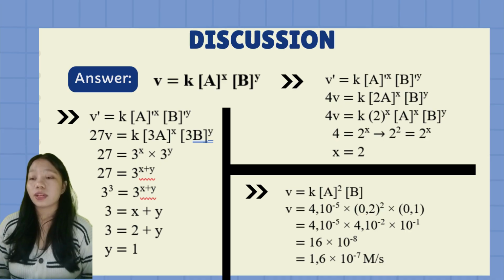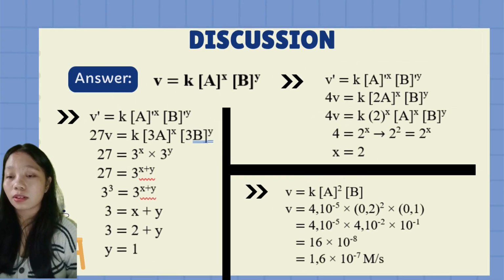Next, the initial rate equals K times concentration A to the power X times concentration B to the power Y. 27 times the rate equals K times concentration 3A to the power X times concentration 3B to the power Y. So 27 equals 3 to the power X times 3 to the power Y. 27 equals 3 to the power X plus Y because 3 cubed equals 27. So 3 cubed equals 3 to the power X plus Y, so 3 equals X plus Y, and 3 equals 2 plus Y. So Y equals 1.